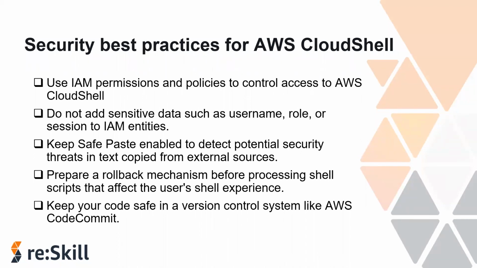And then we should have a rollback mechanism before processing any shell script that affects the user shell experience. And then we should have a version control system like AWS CodeCommit so that our code will be much safer.